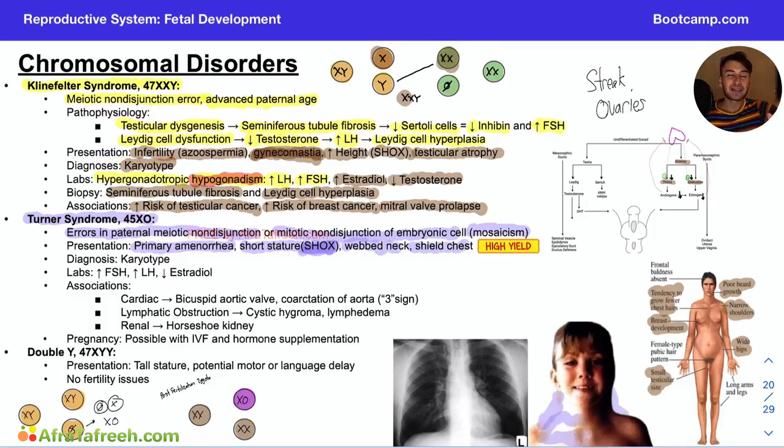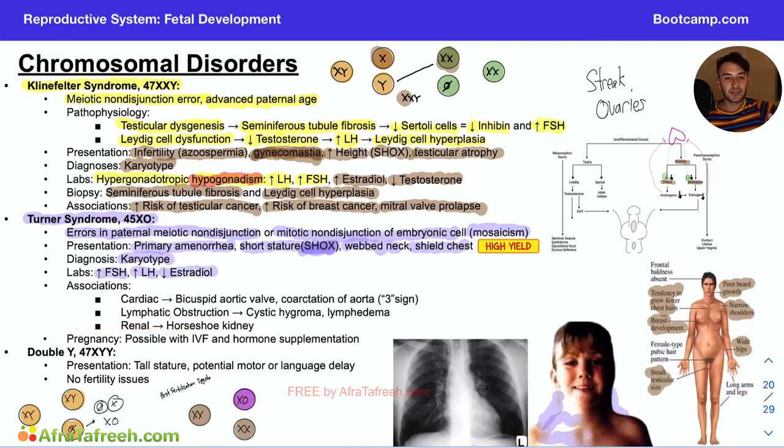This is going to be a classic high-yield description of a patient with Turner syndrome, and it's going to jump off the page at you, and it's going to help you get questions right. In terms of our diagnosis, this is going to be clinched with a karyotype that is going to show X0 in terms of our genotype. And then in terms of labs, we talked about this hypergonadotropic, so increased FSH and LH, and then hypogonadism, so failure to produce significant levels of estrogen.